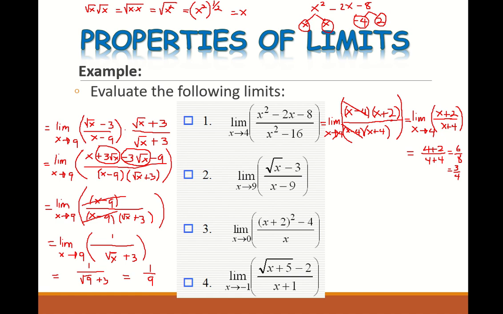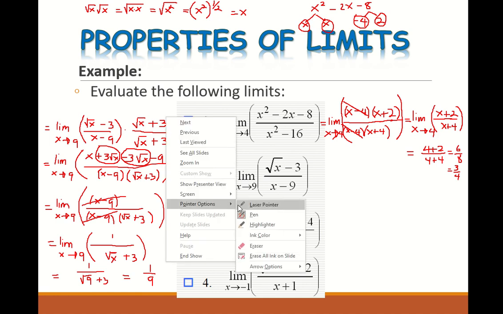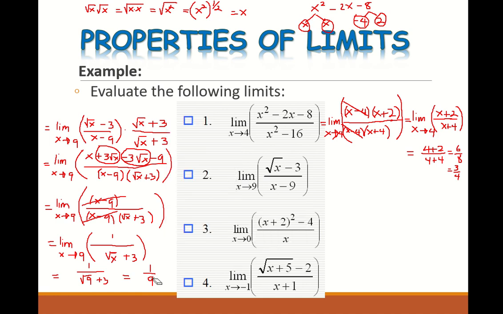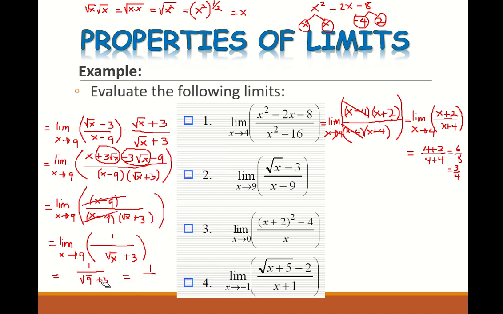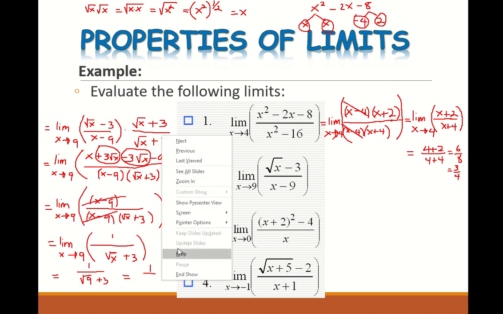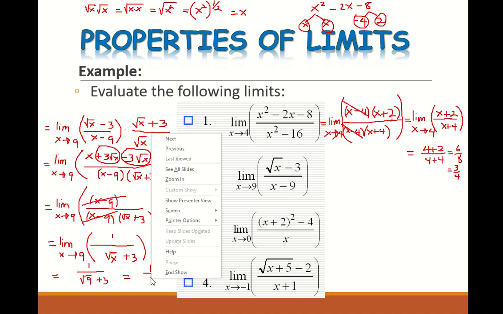Oh, sorry class, this is not 1 over 9, because we're not multiplying here. This should be 6, because 3 plus 3, right? Square root of 9 is 3, plus 3 is equal to 6. Sorry for that. Okay, so this is 1 over 6.